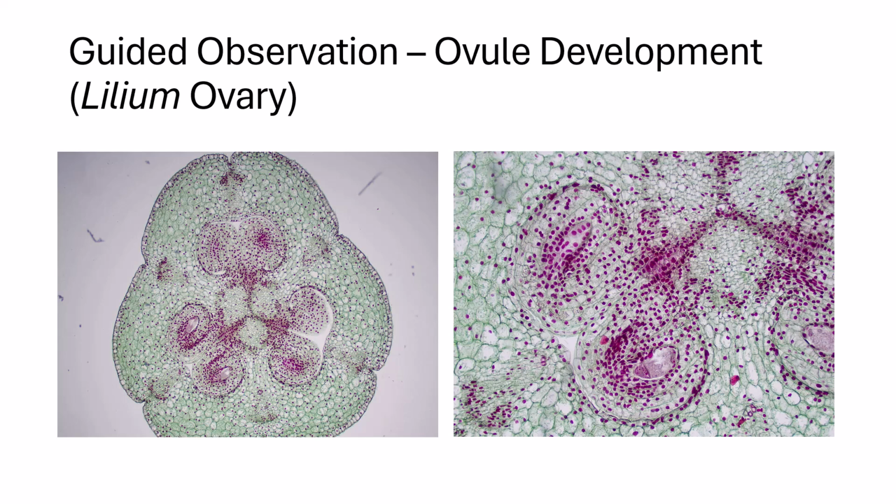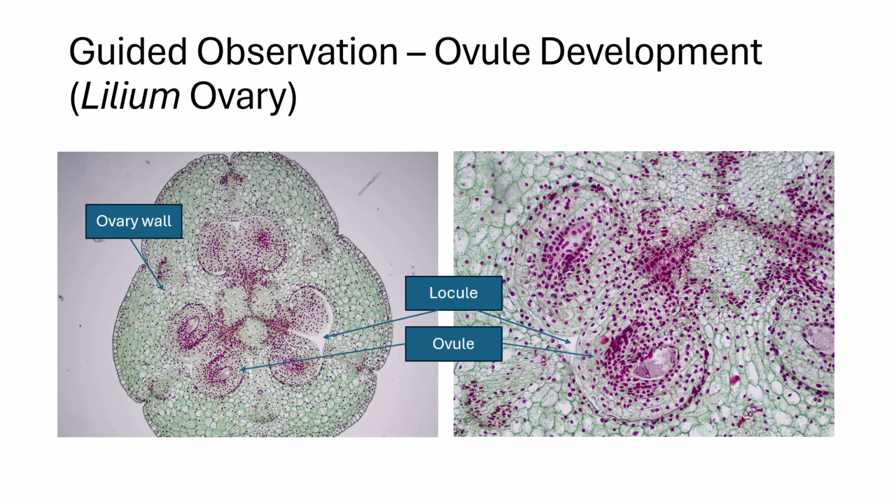We're going to observe the ovary cross-section at both scanning and higher power. On the left image, locate the ovary wall and identify the locule, the internal chamber. Inside the locule, you should see multiple ovules attached along one side. In higher power, in the right image, one ovule is centered.